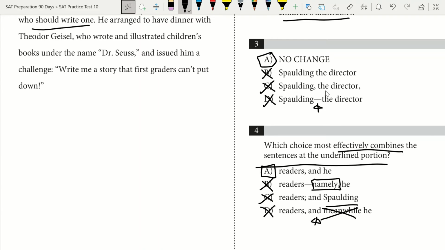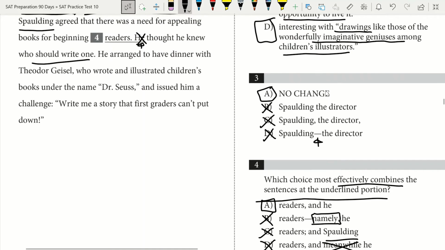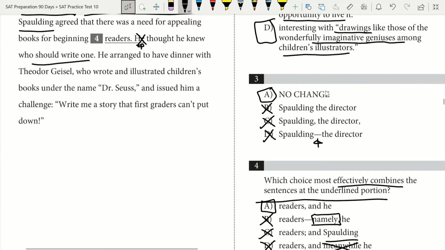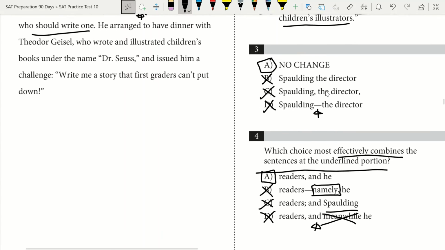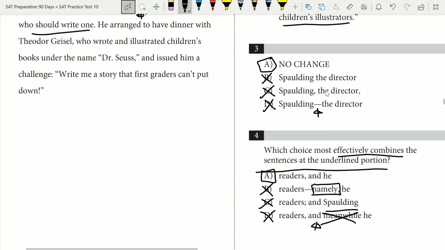Okay, it's grammatically correct because it takes two independent clauses and separates them with a comma and a fanboy, also known as a coordinating conjunction. So that's grammatically correct by connecting those two independent clauses with that comma and the fanboy. Also, there's no wordiness involved. So answer there is going to be A.